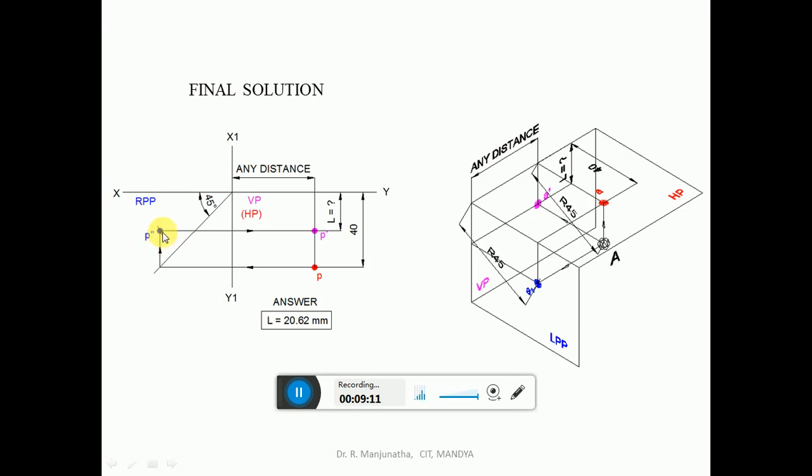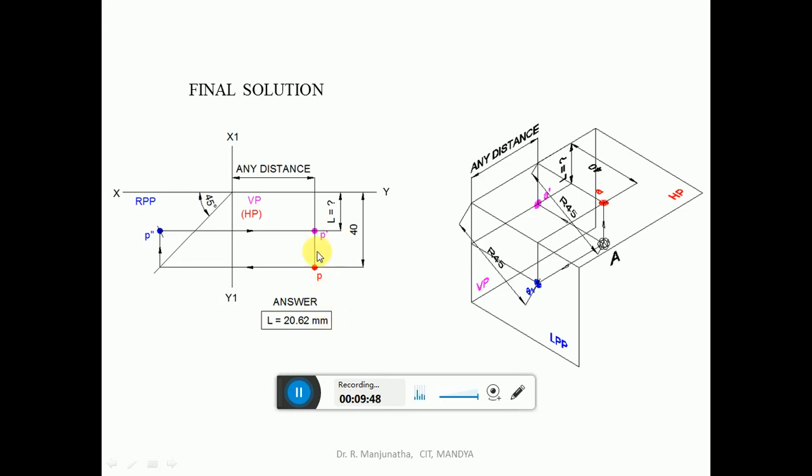Then draw a horizontal projector from A double dash to the front view where it will cut this vertical projector. So that point will become A dash. Then you measure the distance from here to here, which is L equal to question mark. So this is the distance from this point to A dash. So this distance will be the distance below HP. So the answer that needs to be found is L equal to 20.62 if you are doing it in the computer. If you are doing it manually, L will be equal to 21 mm.